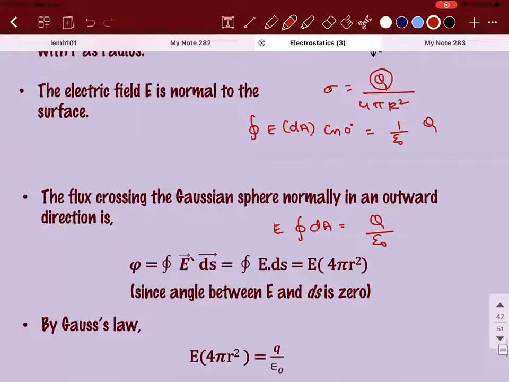So what is the area of the Gaussian surface? 4 pi. This is where you need to be careful. It is small r square. Never make that mistake. Some people write it as capital R square. Don't do that.